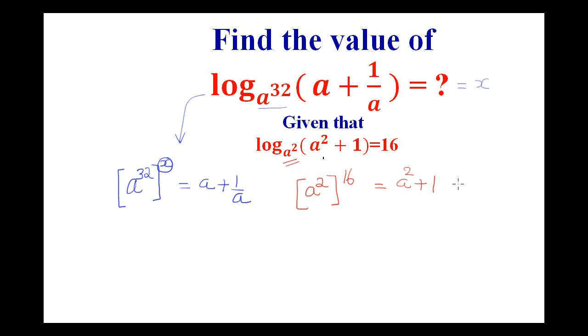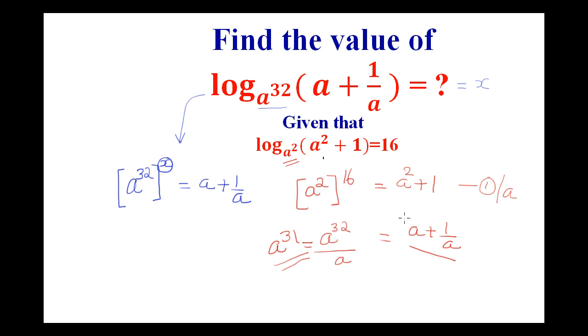For that purpose, you divide this entire equation by a on both sides, so that here you will get a plus 1 by a. When you divide this side, you get a plus 1 by a. When you divide this side, this is a raised to 32 divided by a, which equals a power 31.